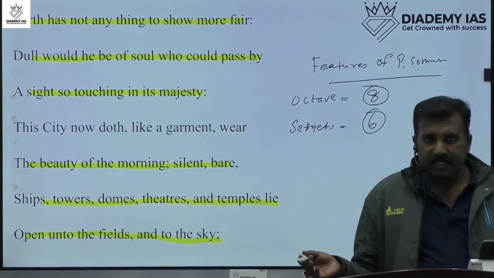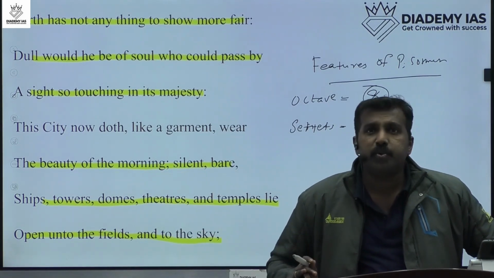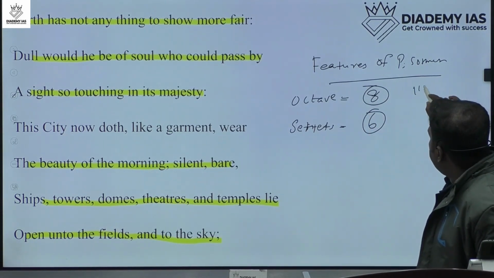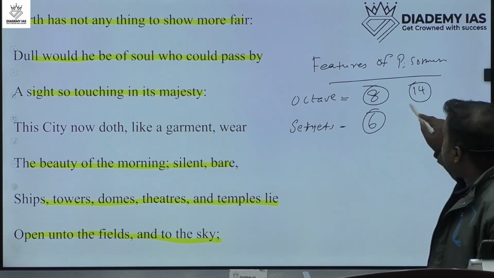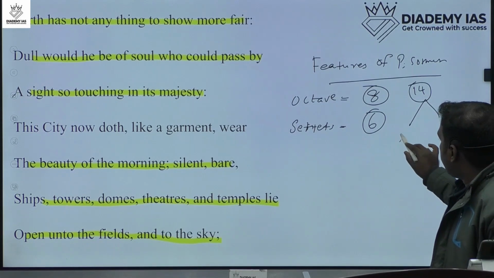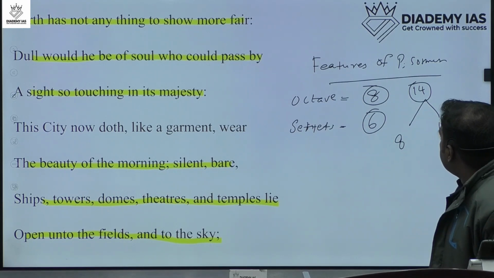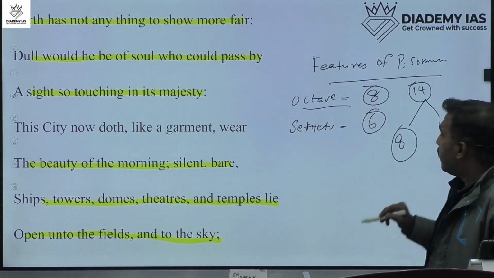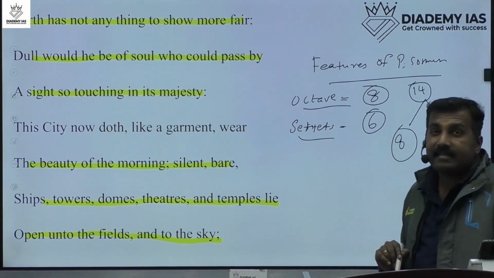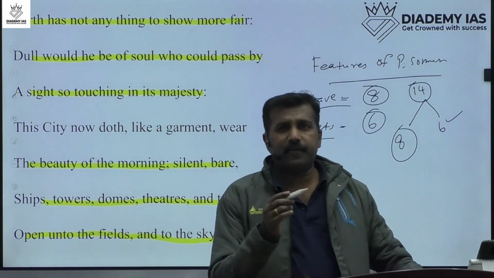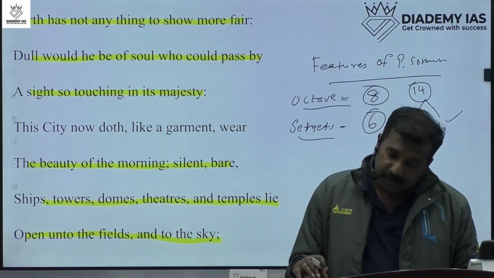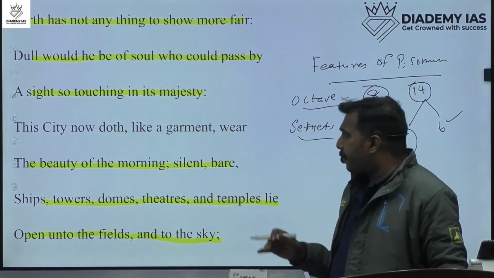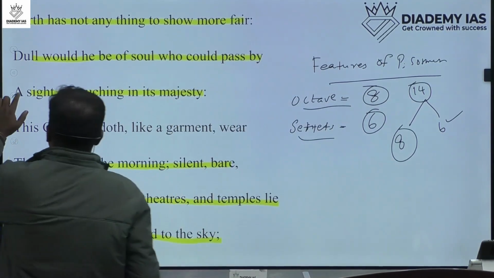Okay, so the Petrarchian sonnet can be classified into two. Mainly we can say that this poem includes 14 lines, and these 14 lines can be divided into two: the first 8 lines and the second 6 lines. The first 8 lines are called octave, and the second 6 lines are called sestet. These are the important points relating to this poem.